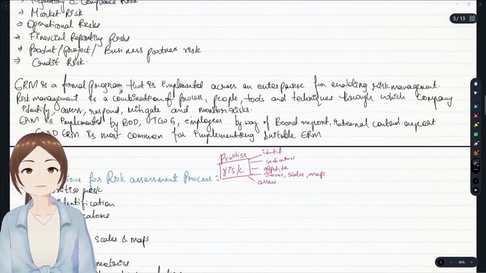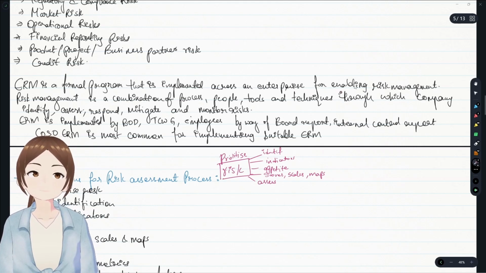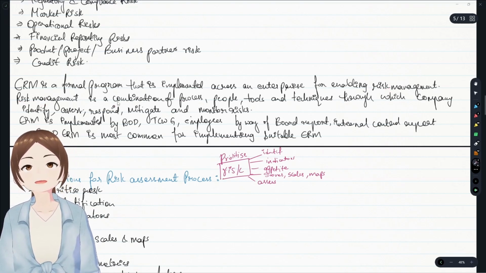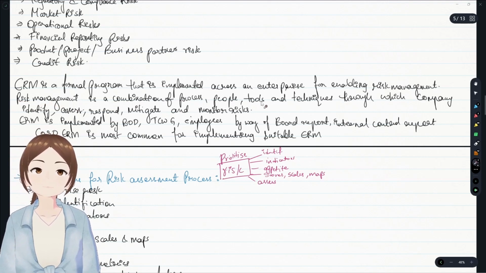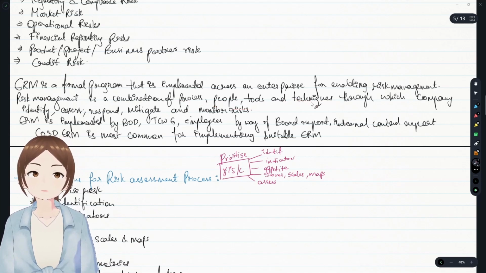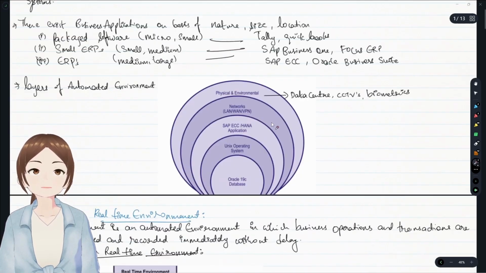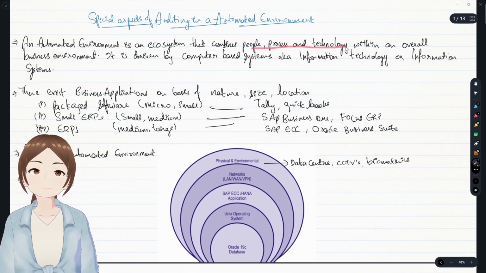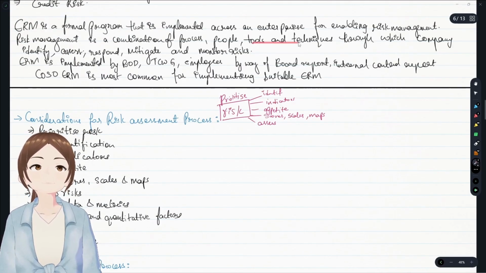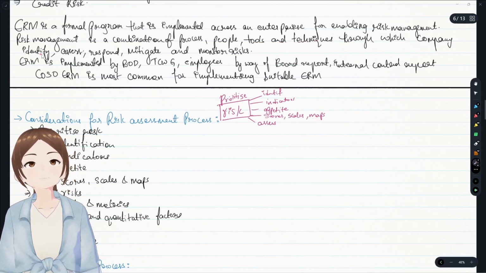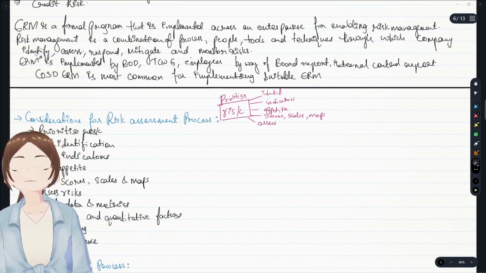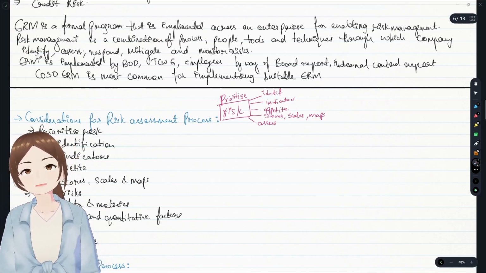ERM is a formal program that is implemented across an enterprise for enabling risk management. Risk management is a combination of process, people, tools, and techniques. Have you heard these three before? It's an automated environment, an ecosystem that combines people, process, and technology. Here, the same thing, but they are telling it as tools and techniques within the company to identify, assess, respond, mitigate, and monitor risk.